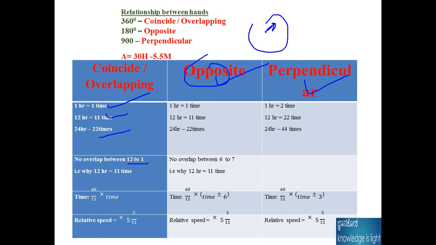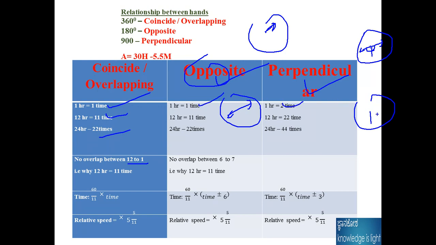For the perpendicular, this should be double. Why? Because for 1 hour, the perpendicular position comes once here and once again here. Therefore, perpendicular happens 2 times. Understand? For the 1 hour, the hour and minute hands come opposite only one time. That's why. But here it is 2 times coming as perpendicular.